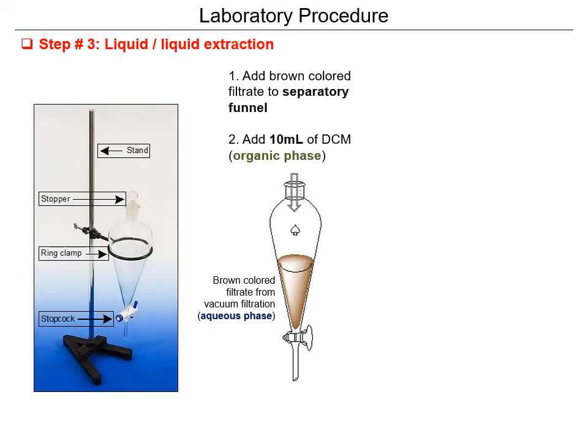In this next step, you will perform a liquid-liquid extraction of your filtrate. To a 125 milliliter separatory funnel, ensure that your stopcock is closed, then add your brown filtrate to the funnel. Next, add 10 milliliters of fresh dichloromethane. The DCM will be your organic phase for this experiment.